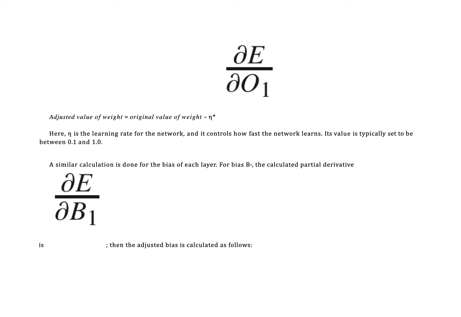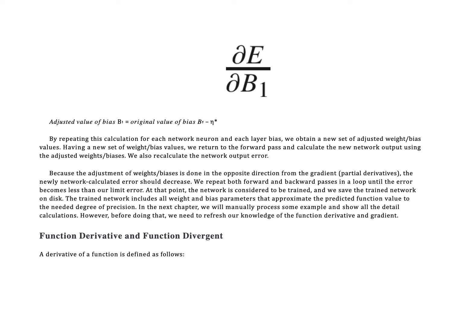Adjusted value of weight equals original value of weight, eta asterisk here. Eta is the learning rate for the network, and it controls how fast the network learns. Its value is typically set to be between 0.1 and 1.0. A similar calculation is done for the bias of each layer. For bias B1, the calculated partial derivative is, then the adjusted bias is calculated as follows. Adjusted value of bias B1 equals original value of bias B1 eta asterisk.